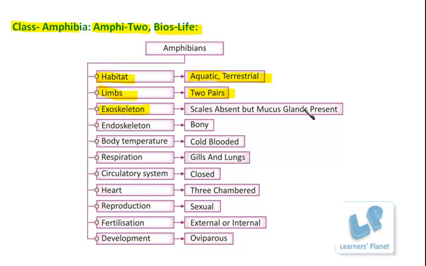We will not go into so much detail, but in general the scales or the exoskeleton is absent, but the mucus glands are present. Fine. Then comes the endoskeleton. So definitely they have a well developed system, a well developed bony skeleton.